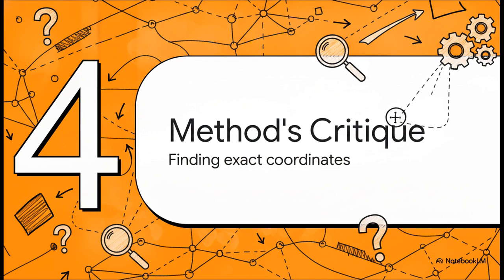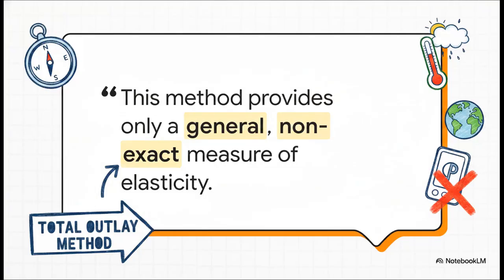Which brings us to our final section, the method's final critique. As elegant as this whole map is, the source material gives us a pretty crucial reality check. It explicitly notes a fundamental limitation. This method provides only a general, non-exact measure of elasticity. Think of Marshall's total outlay method like a compass, not a GPS. It'll absolutely tell you if elasticity is greater than, less than, or equal to 1. It tells you the general weather, sure, but it doesn't give you the exact temperature.